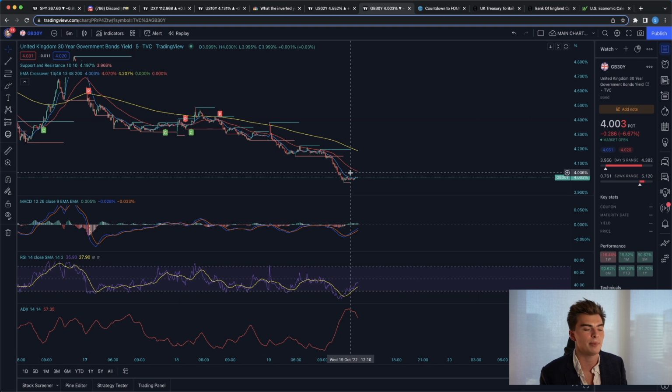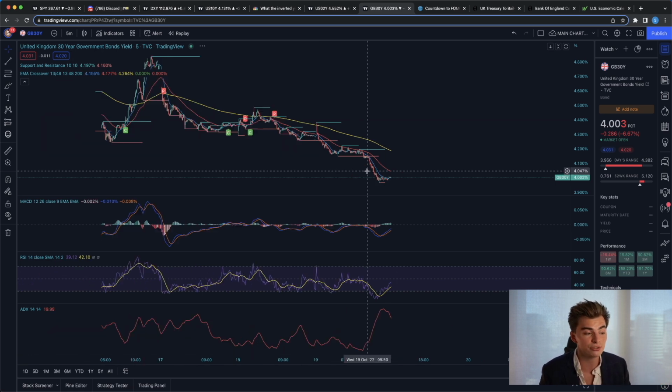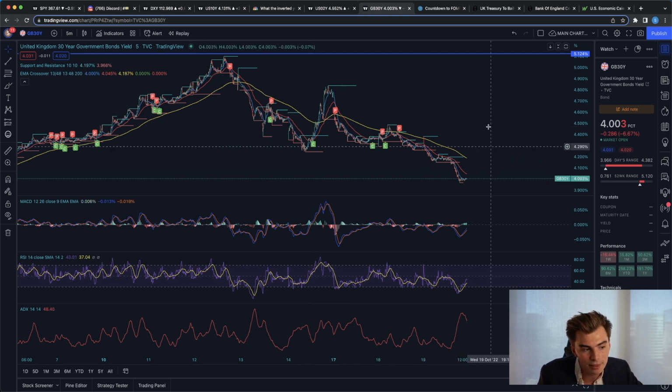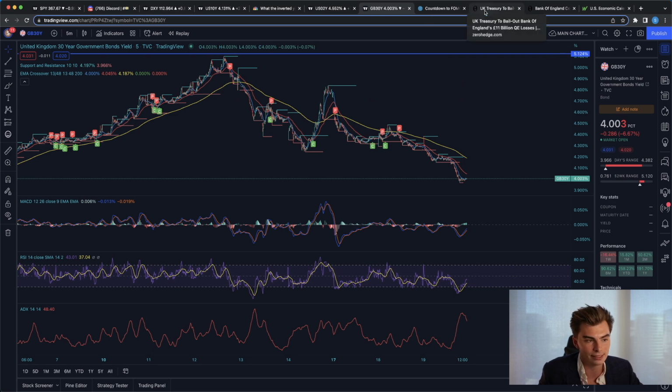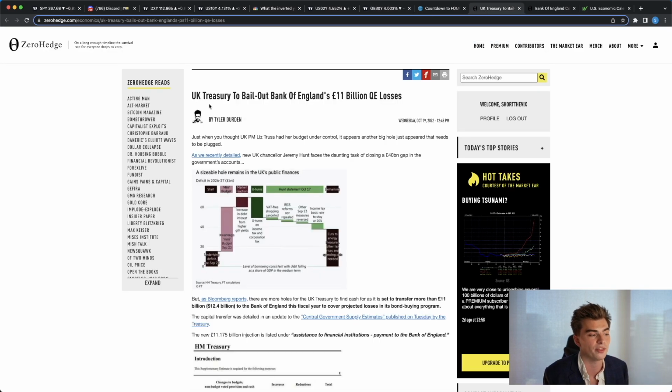We saw the Bank of England come out and say that they were going to go on that little quantitative easing spree up until about October 14th, and then they stopped that, and we are still seeing these yields starting to sell off, meaning that somebody is buying these bonds still. Now, when you take a look at some of the other things that have been going on with the Bank of England right now, this is where this bailout comes in.